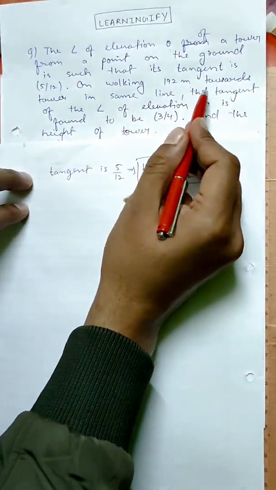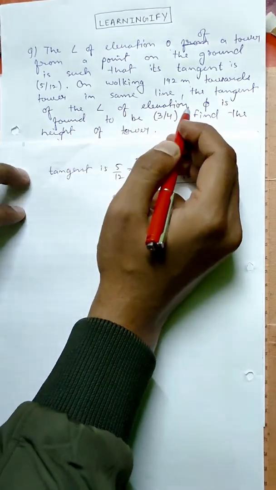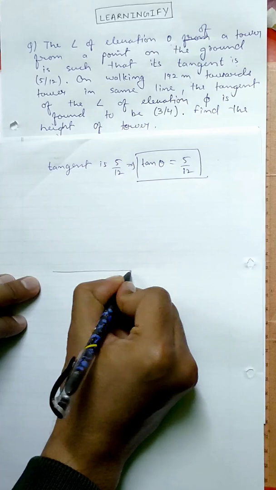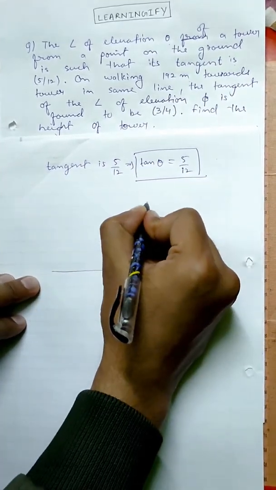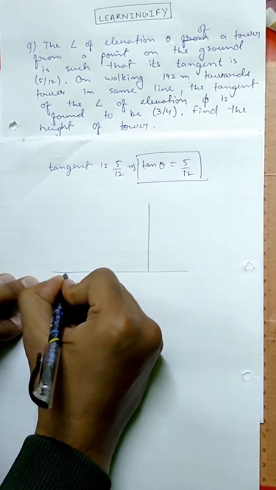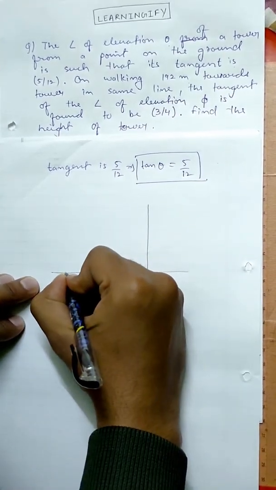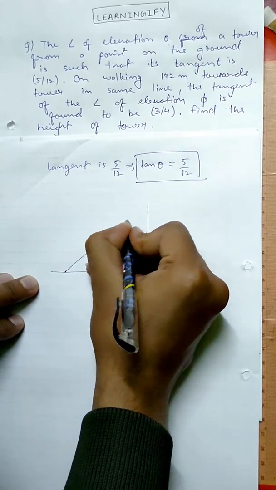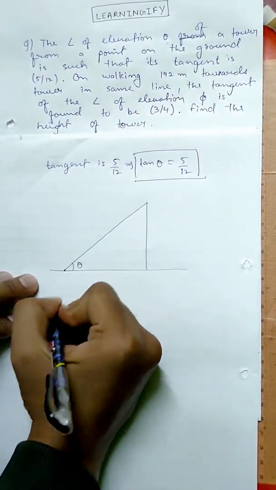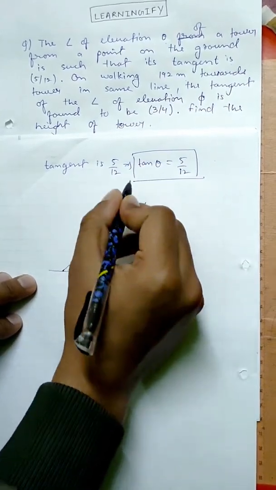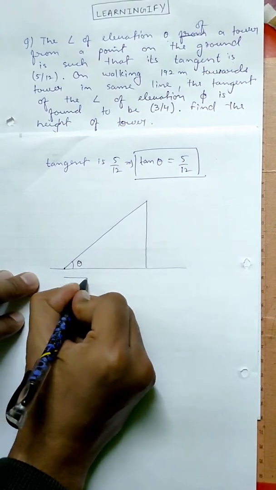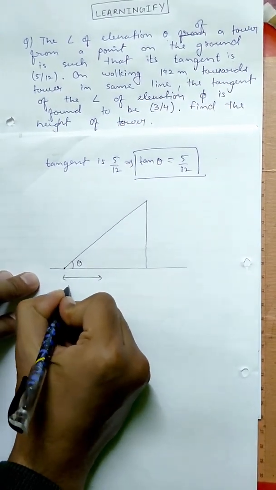On walking 192 meter towards the tower in the same line, let's draw a little bit. This is the horizontal line. This is the tower. This is our place. From here, the angle of elevation was theta. This is the tower. Now walking 192 meter towards the tower, suppose this much.